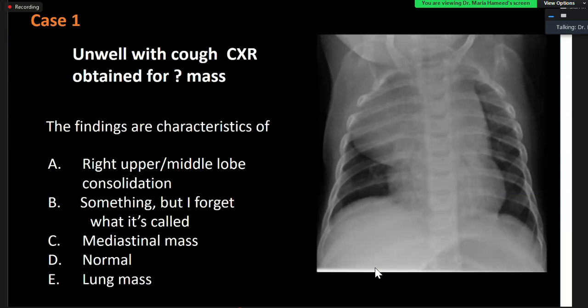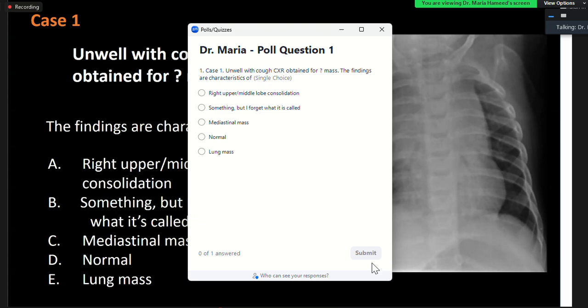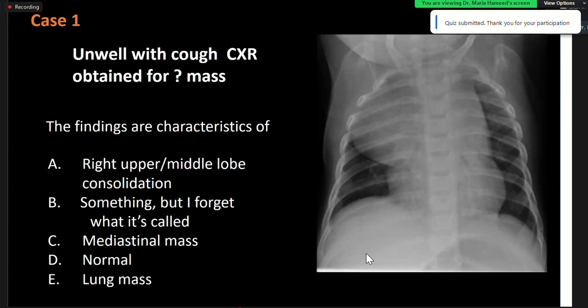So this is my case one. A child presented from OPD, very unwell, with cough, and this is the X-ray we are provided. Here are the options for you. Are the findings on the chest characteristic of right upper or middle lobe consolidation? Or is it something you remembered initially but now forgot? Maybe some of you are thinking along the lines of mediastinal mass. Do you think this is normal, or is it a lung mass?